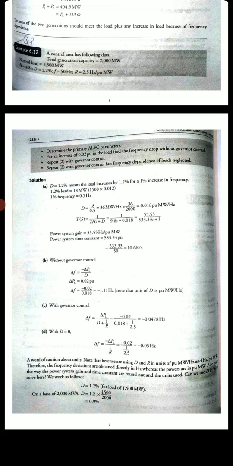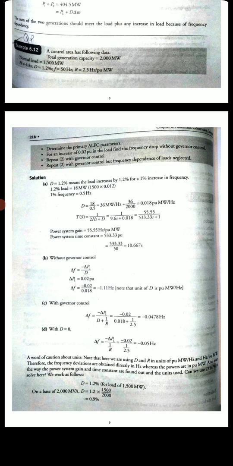Now T of s is equal to 1 by 2Hs plus D, that is 1 by 9.6s plus 0.018. So we will get the equation as 55.55 divided by 533.33s plus 1. The power system gain we can take as 55.5, and the power system time constant is 533.33 per unit, or divided by 50 will give us in the s domain 10.667s.